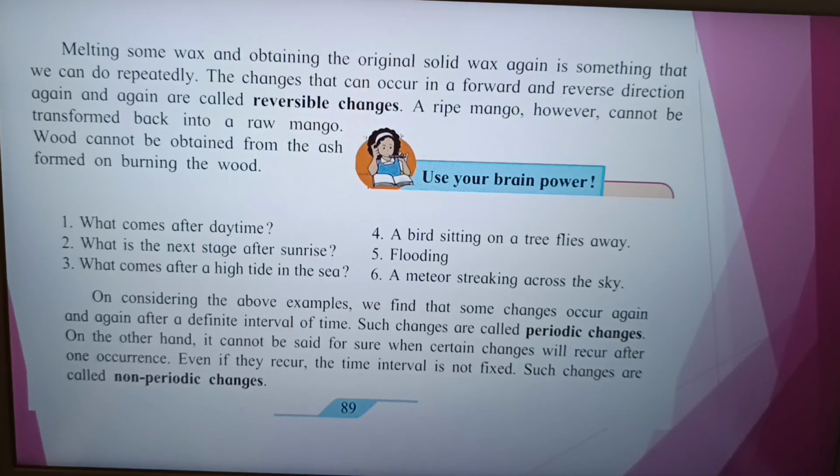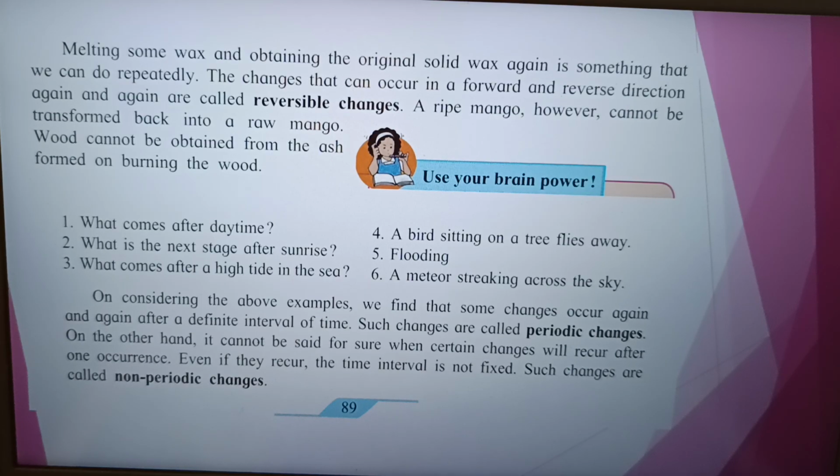Hope you have understood till now, the types of changes we have learned. So further we are learning periodic changes and non-periodic changes. For periodic changes, they are giving examples like the time of a day. Yes, daytime, afternoon time, evening time, night time. So this is happening after an equal interval or fixed interval. Yes, after sunrise comes sunset. So this is happening in the same interval of time.